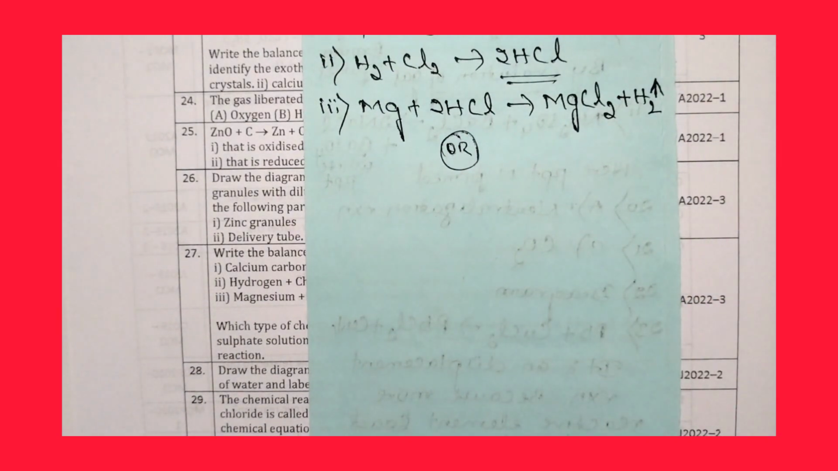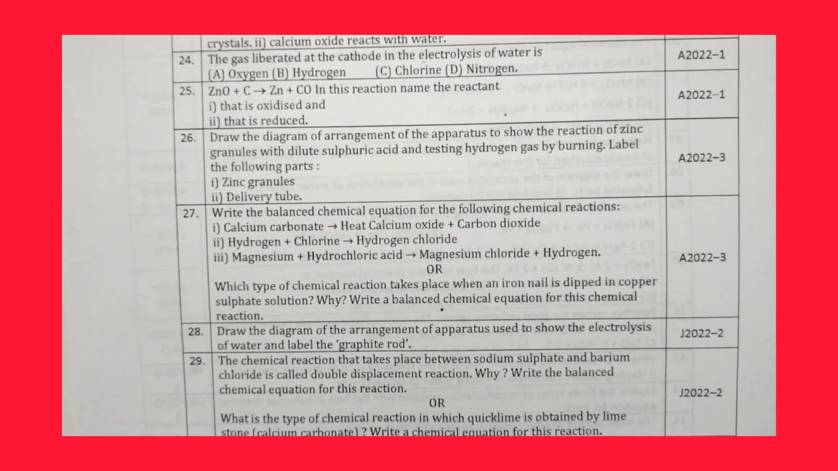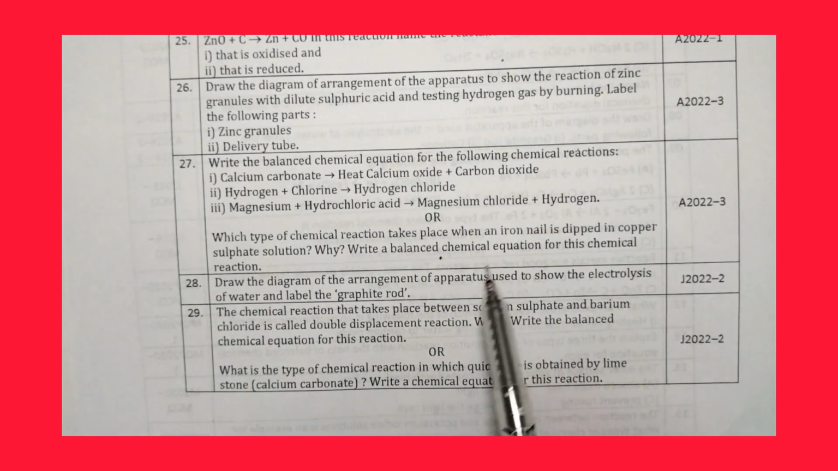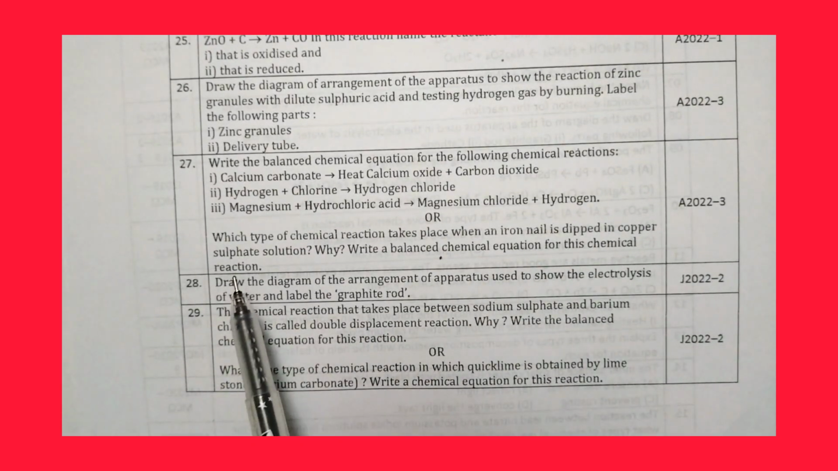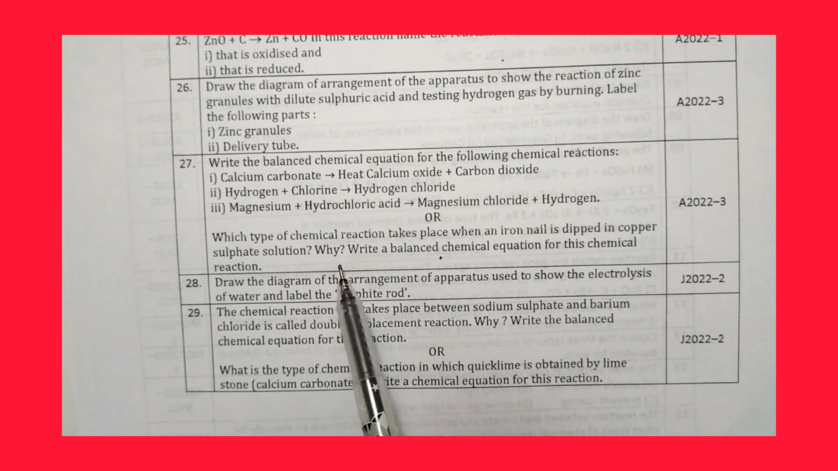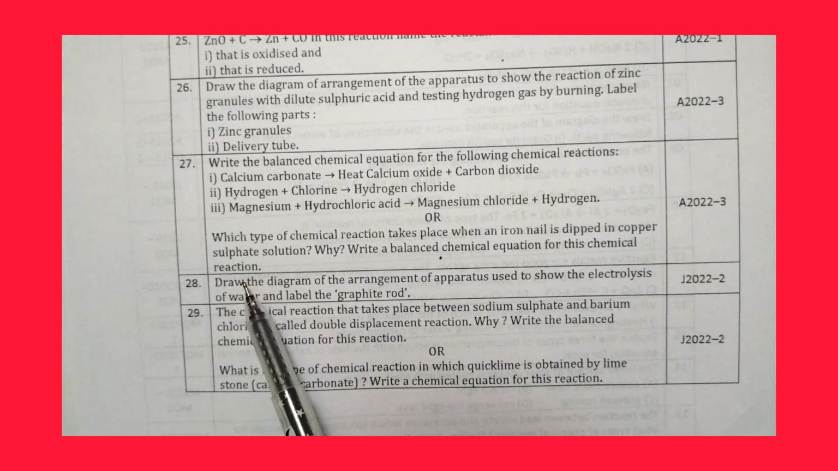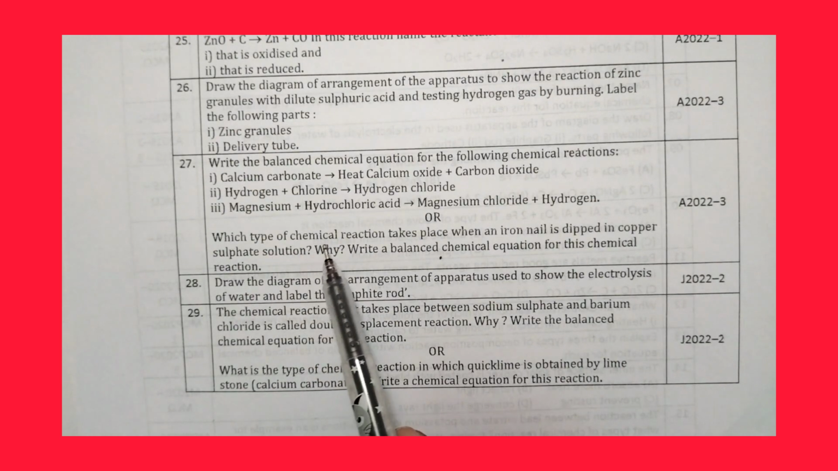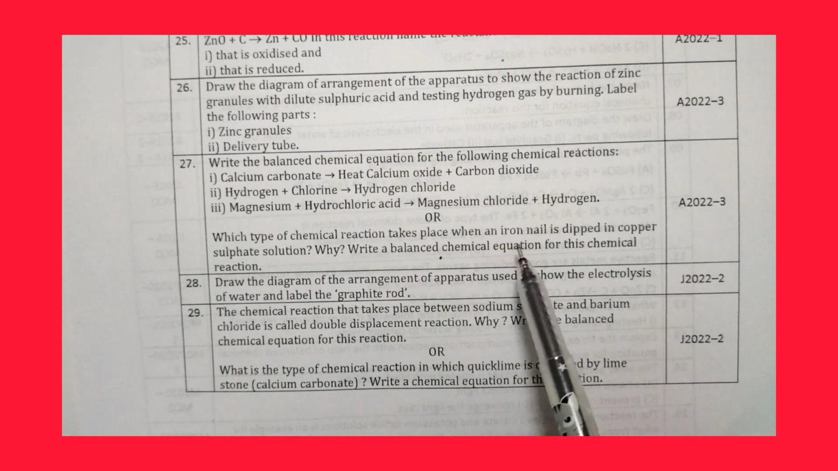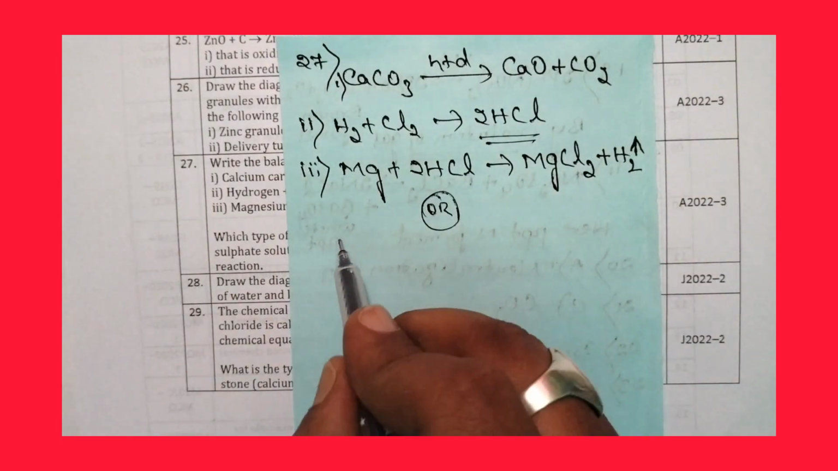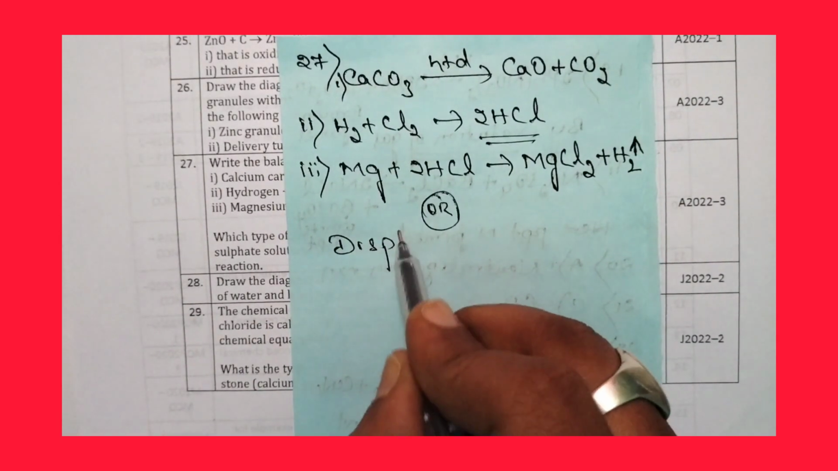So now let us move to the internal choice question. Which type of chemical reaction takes place when an iron nail is dipped in copper sulfate solution? Why? Write the balanced chemical equation for this chemical reaction. So the name of the reaction is called displacement reaction.